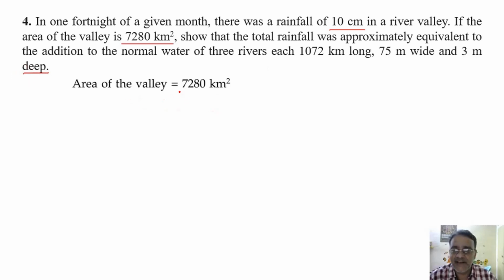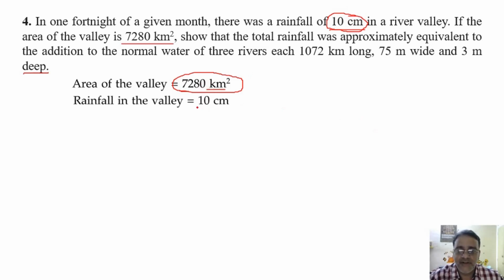So the area of the valley is given, and how will you find the volume of the rainfall water in that valley? Area into height. Area of the valley into the height of the rainfall. The height of the rainfall is given as 10 centimeter, but the area is in kilometer. So how will you convert 10 centimeter to kilometer? By 1 lakh. Yes, very good. By 100 then by 1000. If you divide by 100 it becomes meter, and if you divide it by 1000, it will convert to kilometer.